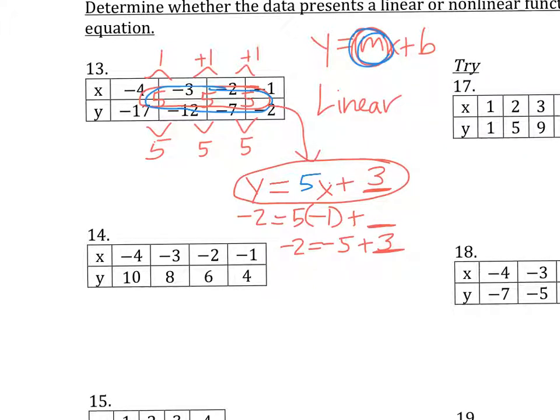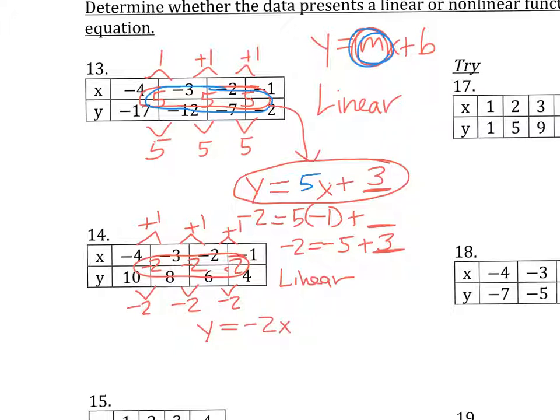All right, let's look at another one here at 14. So we're going down 2, up 1. So negative 2 over 1 is negative 2. Down 2, up 1. Negative 2 over 1 is negative 2. So I have a constant rate of change. This is linear. Okay? So I start off with y equals negative 2x. Right? That negative 2 goes right there.